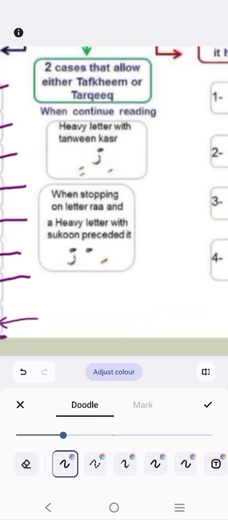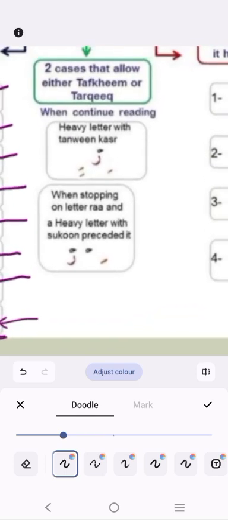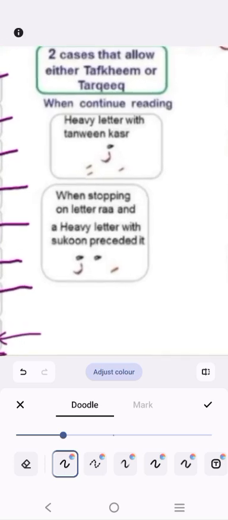And there are 2 cases in which we can read raa either with tafkheem or tarqeeq. Both are allowed. When continuing reading, raa is sakin, the letter before the raa bears kasra, and after the raa there is a heavy letter with kasratain, double kasra. We will read raa with either tafkheem or tarqeeq while continuing reading.